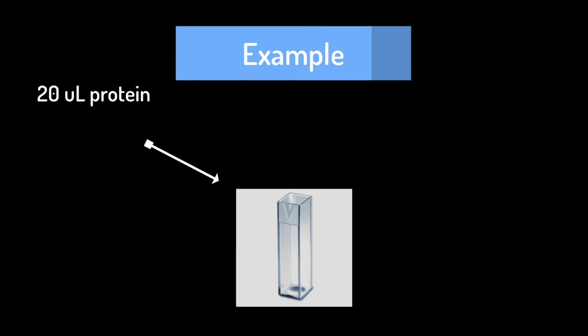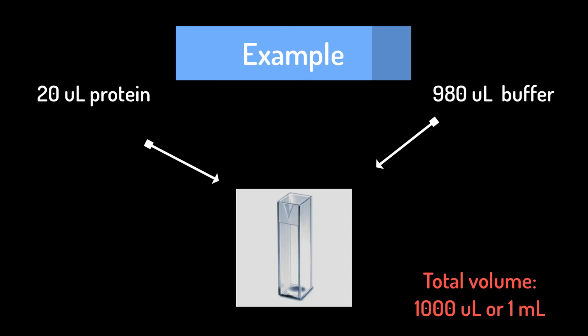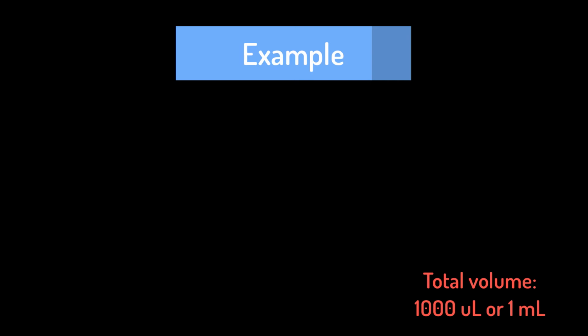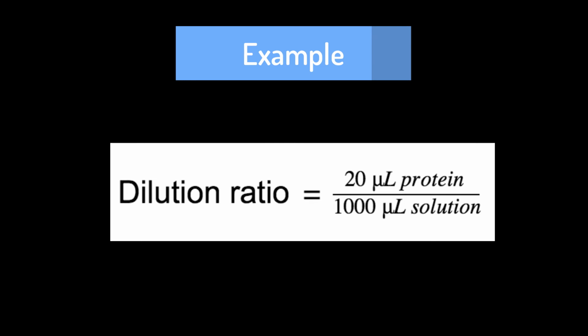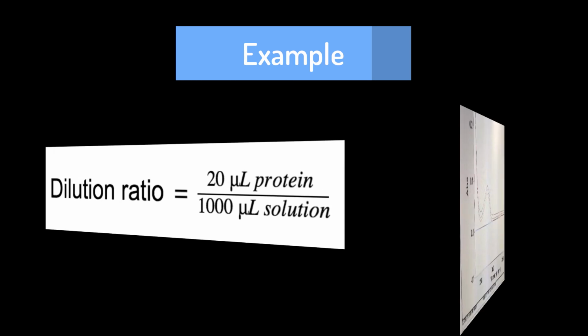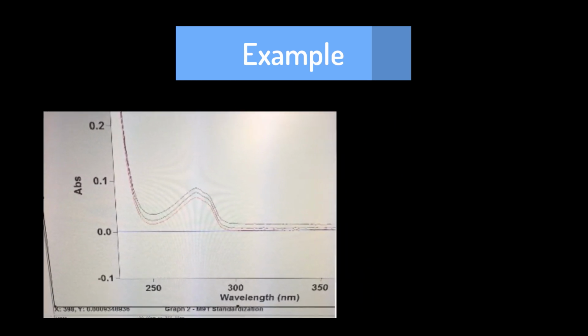Prepare your sample with 20 microliters of protein and 980 microliters of buffer for a total volume in the cuvette of 1000 microliters or 1 mL. This gives you a dilution ratio of 20 microliters of protein per 1000 microliters of solution. After 3 absorbance readings, your spectra should look similar to this.